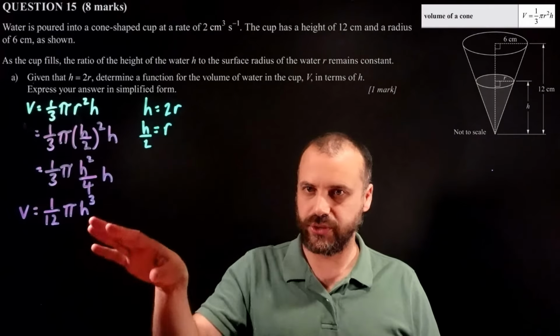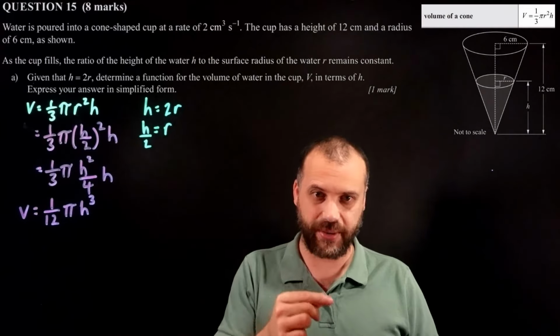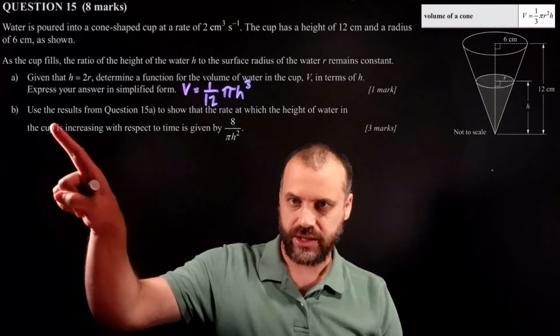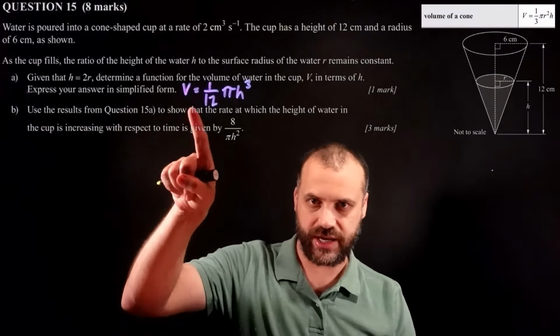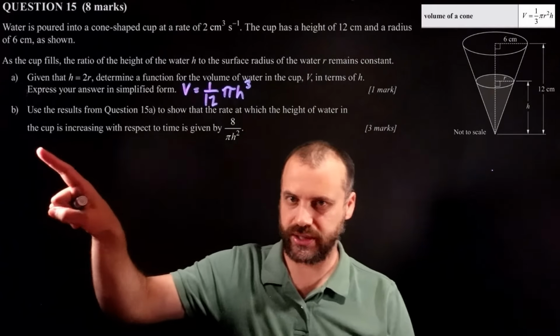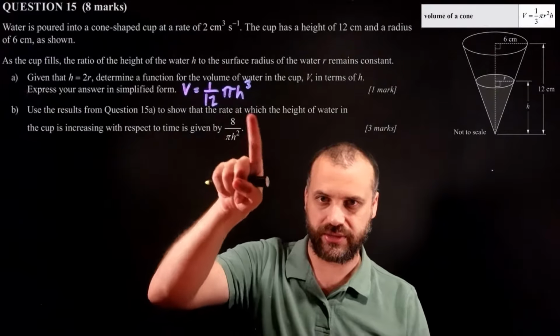Now I'll just get rid of all of this and we'll move on to part B. We'll just keep that volume because we're going to use that in part B. So moving on to part B here, let's take a look at what that says. Use the results from question 15A, so use this formula, to show that the rate at which the height of water in the cup is increasing with respect to time is given by this.